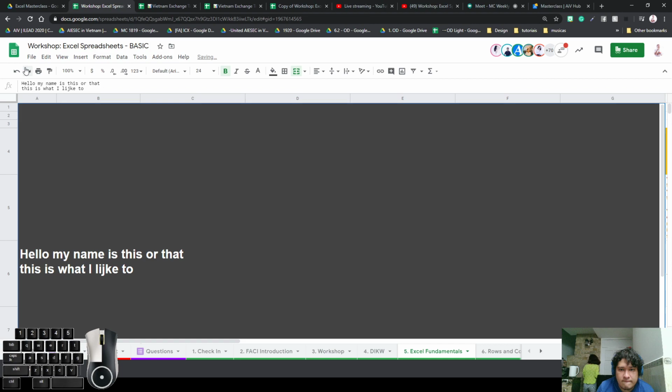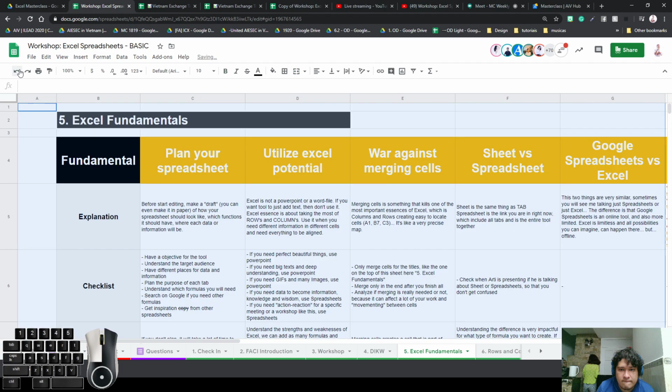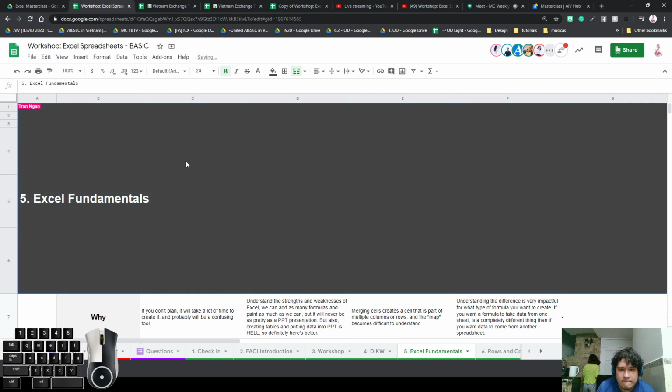So that's something super cool about Excel. You can destroy everything you just did and then you can build again. I love it. So yes. Okay, next. We're not sure if we have time. Okay, good. War against merging cells. So did you see what I just did? I just merged the cells. I'm merging, I created one big cell. As you can see, this is just one cell.